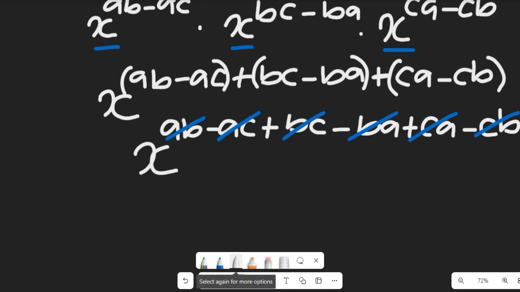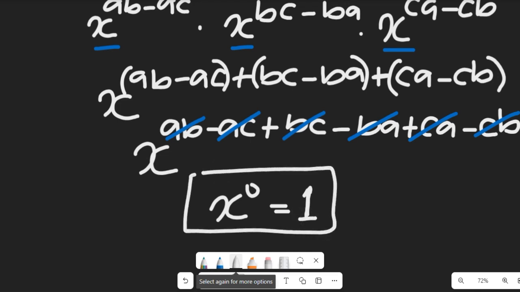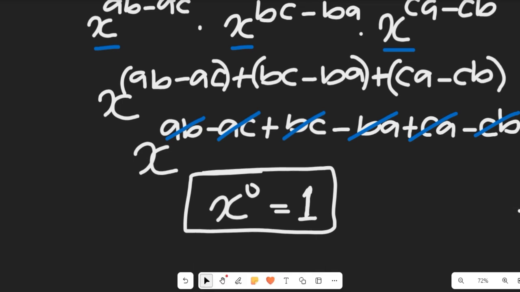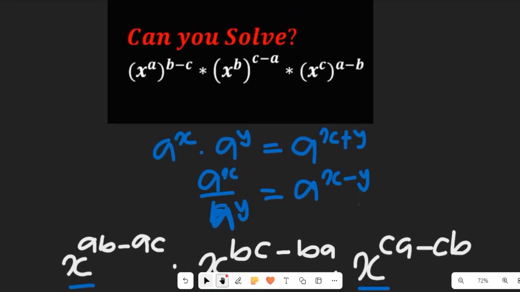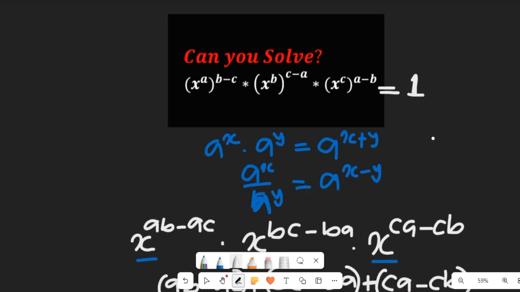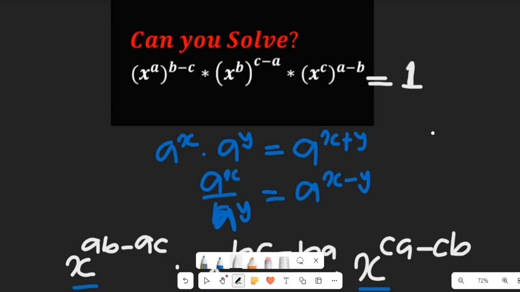So what do we have remaining? We have x to the power of 0. And in mathematics, x to the power of 0 is simply 1. So you see, that whole expression is simply equal to 1. And that is exactly what the solution to this expression gives us. So you see, solving a question like this is very easy. All you need to do is learn to apply the rules of mathematics, and with the rules you can easily find the solution to all questions.